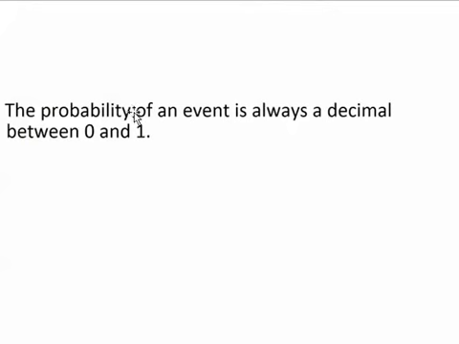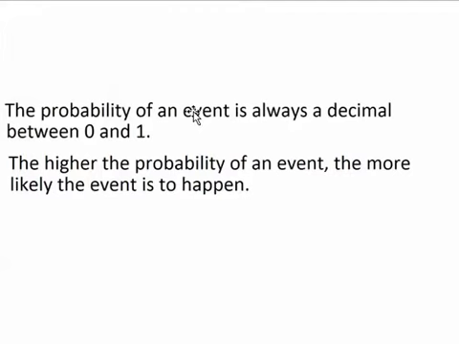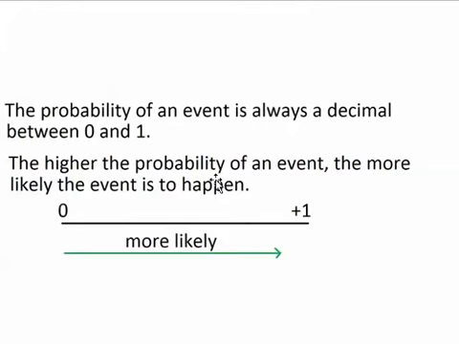So the probability of an event is always a decimal between 0 and 1. An event with a probability of 0 never happens, and an event with a probability of 1 always happens. So this is the lowest probability that's possible, and this is the highest probability that's possible. And basically, the higher the probability of an event, the more likely that event is to happen. So if an event has a probability of 0, it never happens or it can't happen, and an event with a probability of 1 will definitely happen.